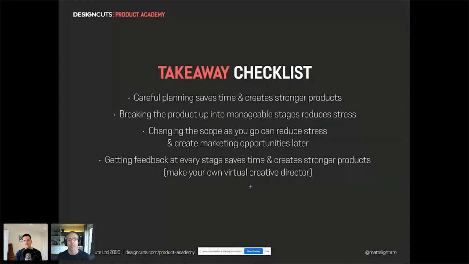So what's the takeaway checklist for that section? Well, careful planning saves time, and it creates stronger products. Plan it out, otherwise you will get yourself into such a pickle. Anyone who's ever tried to do a project without project management will know you're just not going to know where you are in the project, what needs to be done. So get yourself that checklist, tick it off, and you'll feel better about yourself. If you break it up, it will reduce the stress. Changing the scope as you go can reduce stress and create marketing opportunities later. And getting feedback at every stage saves time.